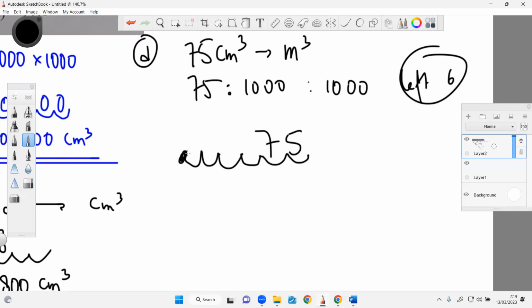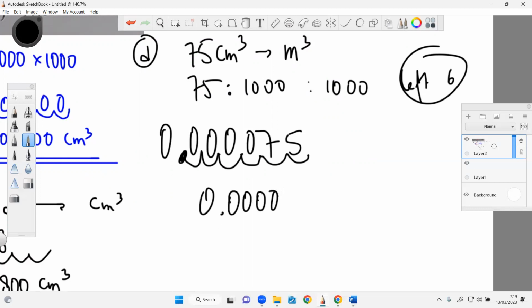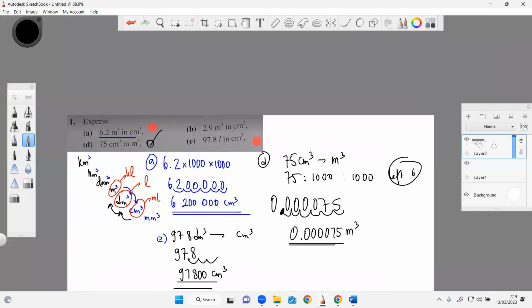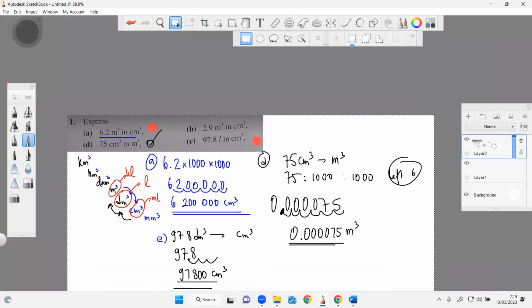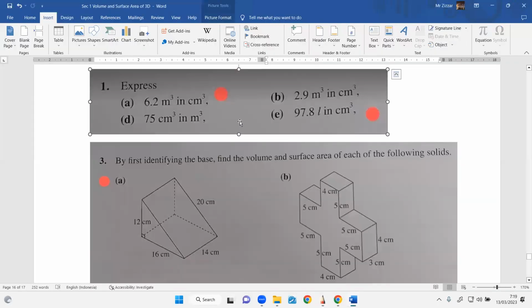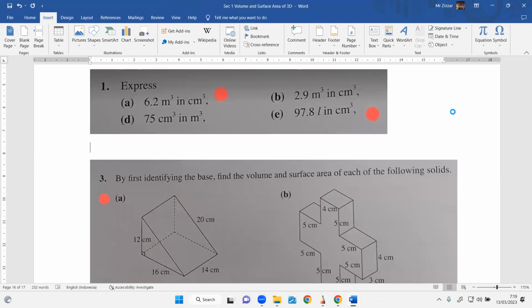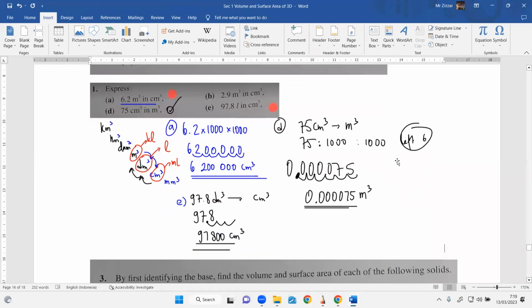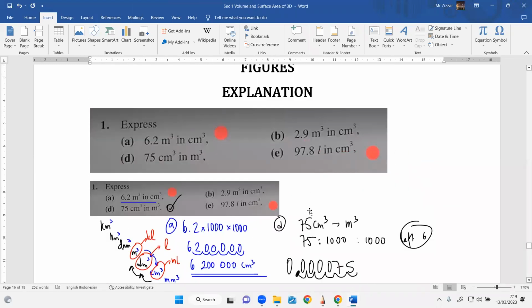And this is the point 0.0000075. You have to be very, very careful about putting the 0 meter cube. Okay, I will send the file so you don't have to copy anything. We are doing our efficient way. Here, yeah, better, right? So this is the question, this is the answer.